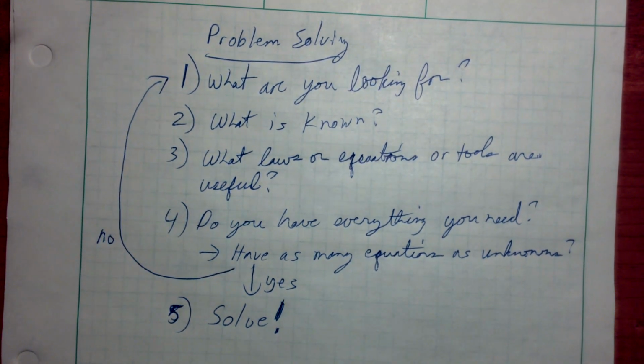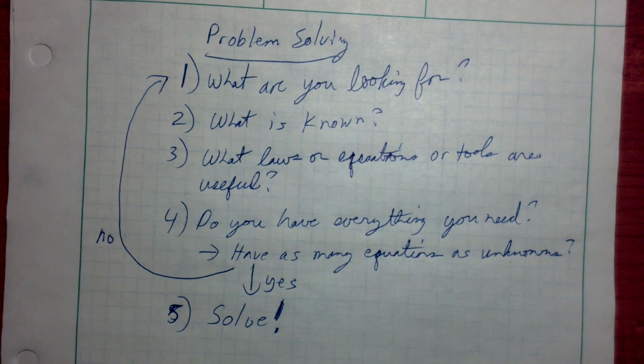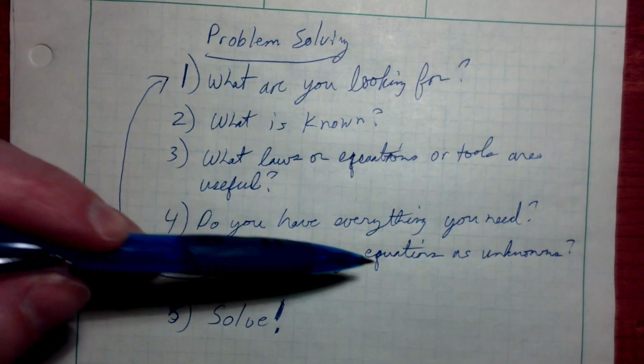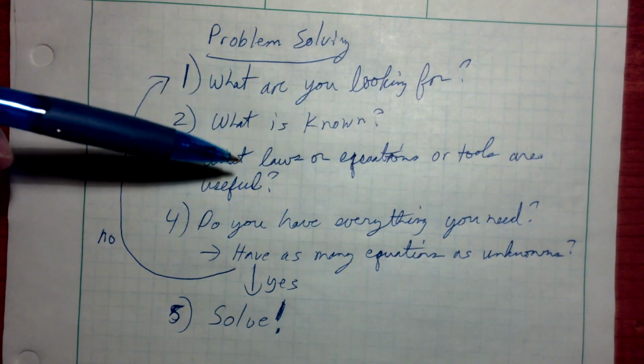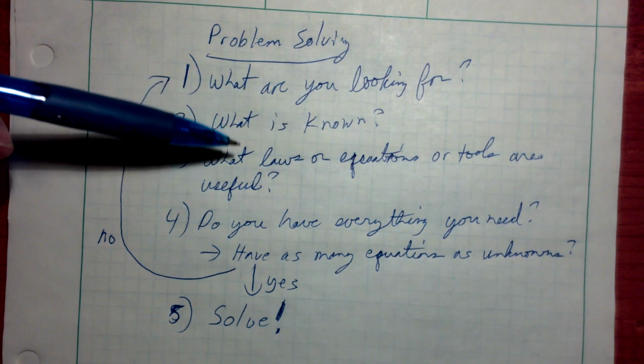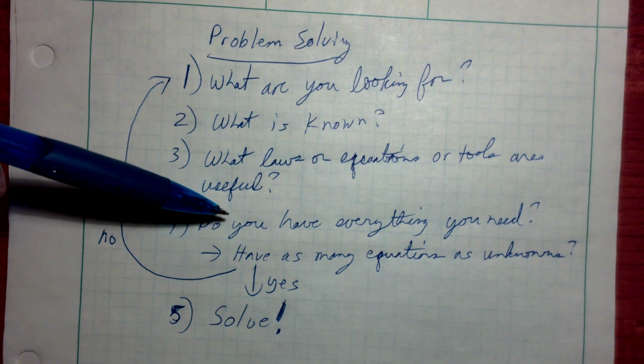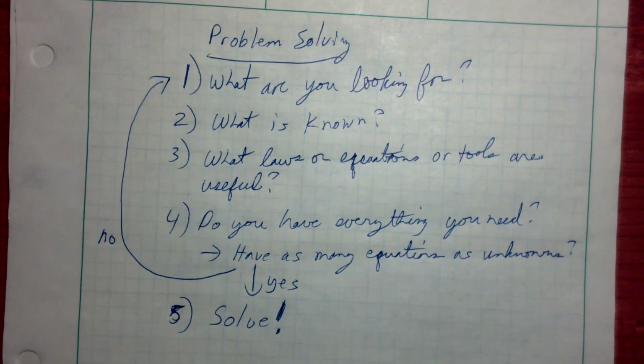If the answer is no, you're going to go back and say, okay, what are the unknowns? I've got more unknowns than equations. Those unknowns now become what I'm looking for. What's known about them? What tools do I have to find them? Can I generate more equations? Do I have as many equations as I have unknowns?